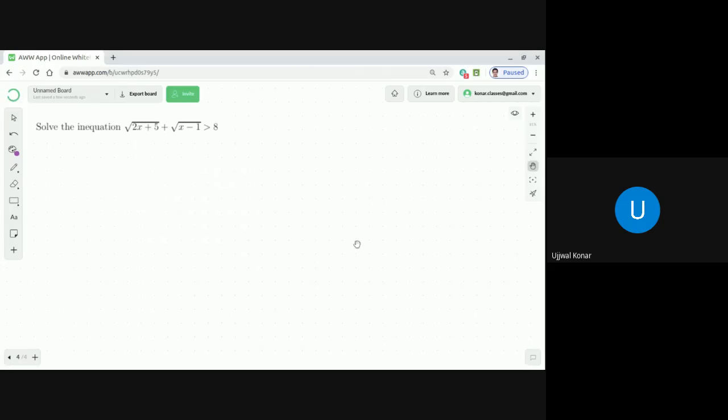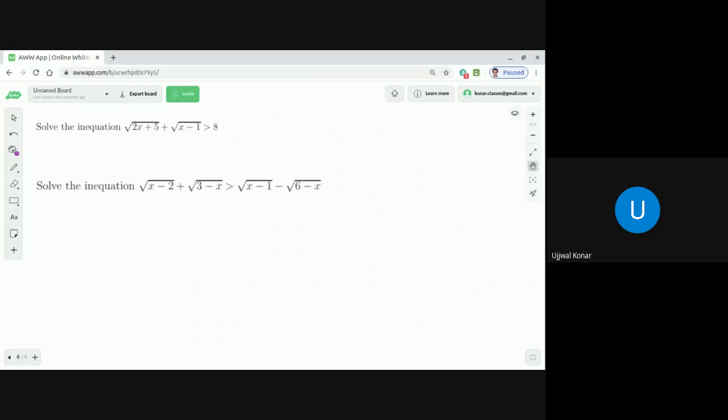Correct. So with this, sorry, I gave the same question. Sorry. This is the next question I'm going to give. Again, the same guideline: whatever is inside the square root has to be greater than or equal to 0, and then you proceed.